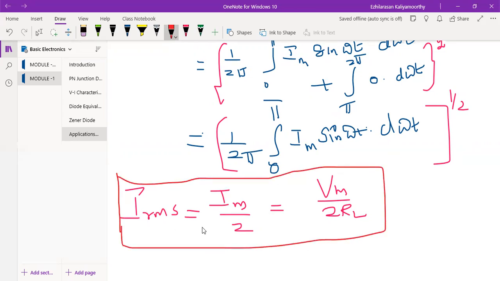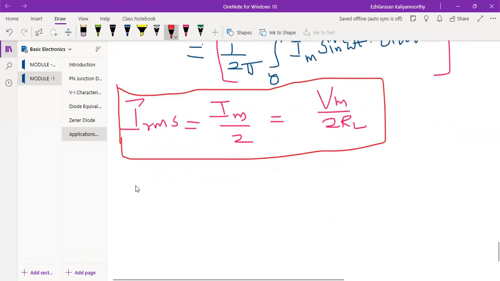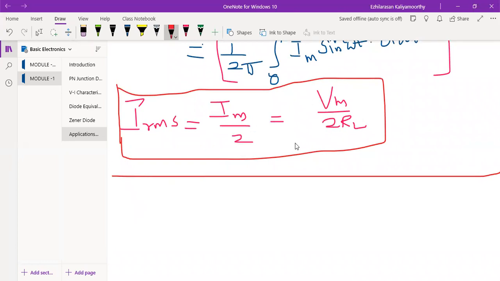Another expression to calculate the IRMS: IRMS is equal to IM by 2, which is equal to VM by 2 RL. You can use this or you can use this. So keep it in your mind. I'm giving the formulas in both ways, in the voltage way also and in the current way also. So we need to use that kind of formulas.